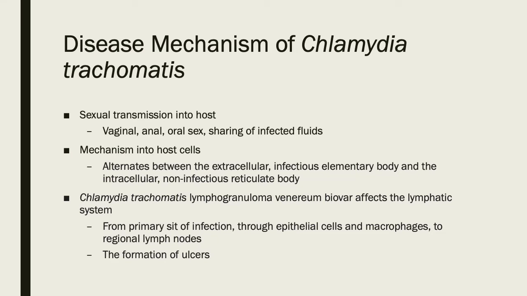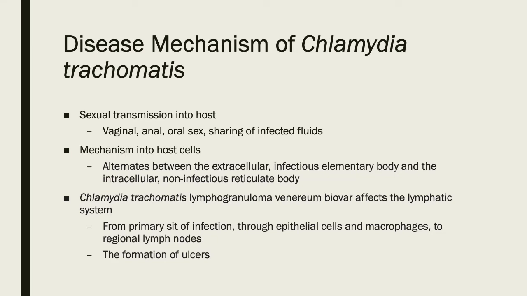The pathogen can also be passed by sharing sex toys or by touching the genitals with fingers that have infected fluids on them. Even though Lymphogranuloma venereum is caused by a different Chlamydia trachomatis biovar, it still utilizes the same mechanism and developmental cycle in which the pathogen alternates between the extracellular infectious elementary body and the intracellular non-infectious reticulate body. However, the Chlamydia trachomatis Lymphogranuloma venereum biovar primarily affects the lymphatic system, extending from the primary site of infection to the regional lymph nodes by infecting lymphatic epithelial cells and macrophages. This causes a lymphoproliferative reaction.